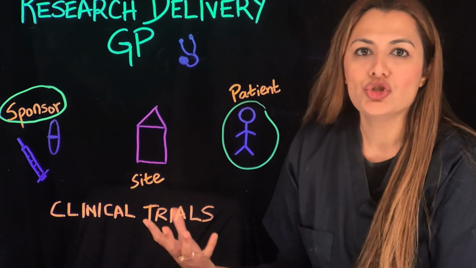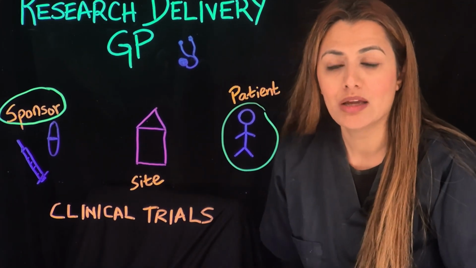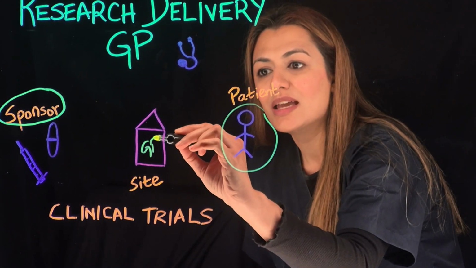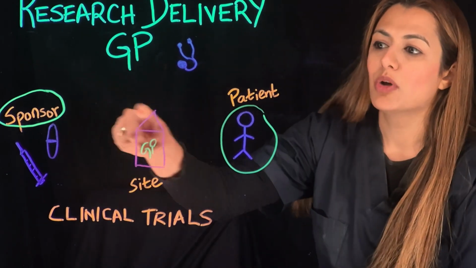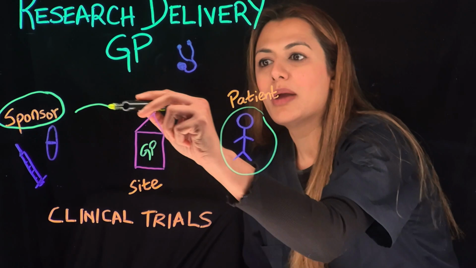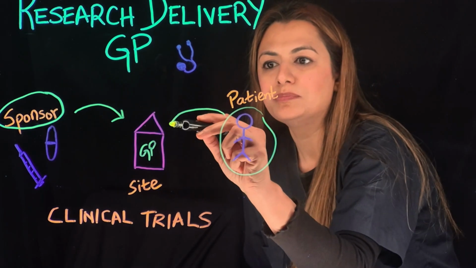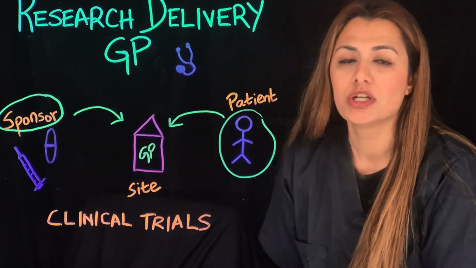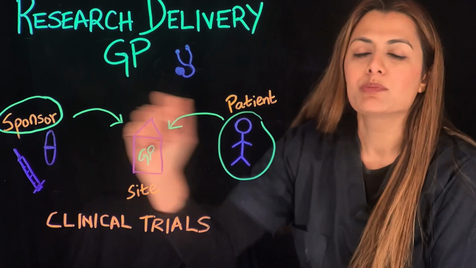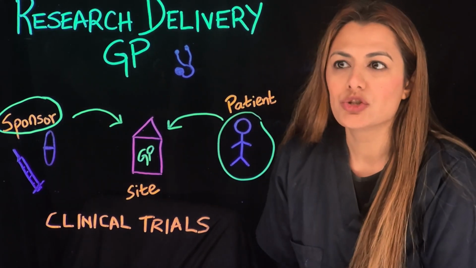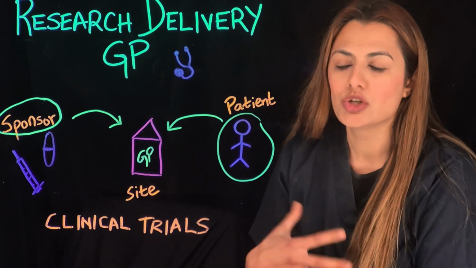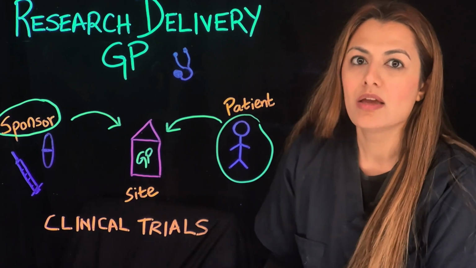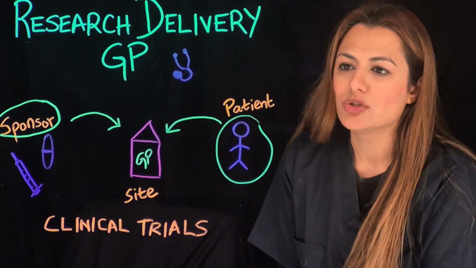Now, where does the GP practice come into play with all of that? The GP practice acts as a site for the sponsor to link the patient with the sponsor. So you can see that GP practices have got multiple patients registered with various different conditions, and the sponsor is looking for a particular condition, for example, a diabetic patient with CKD or a patient with high BMI, and they want to test their treatment on those patients.